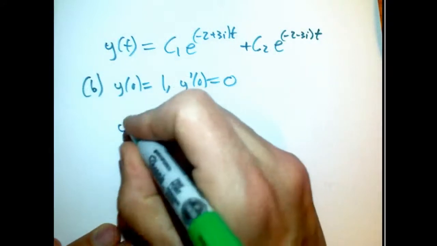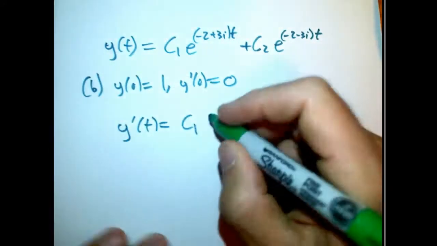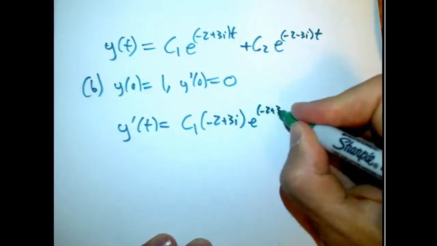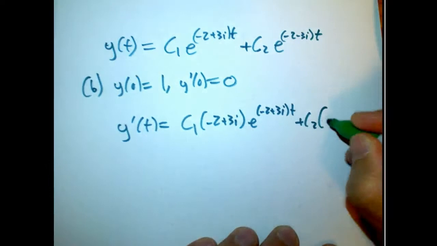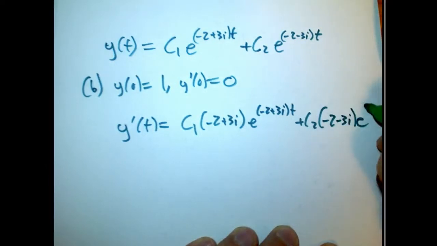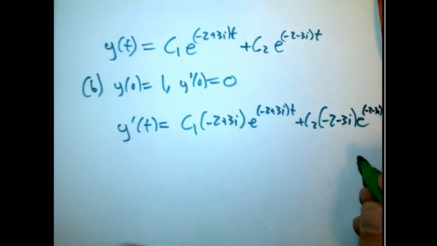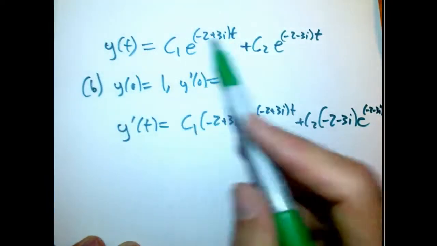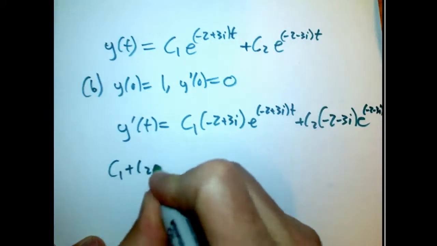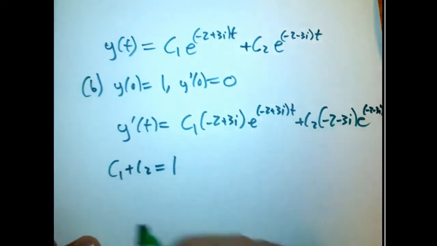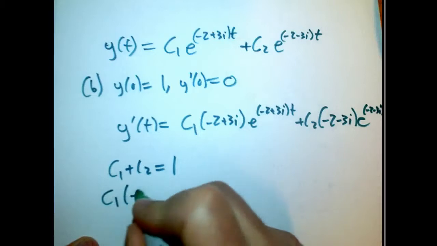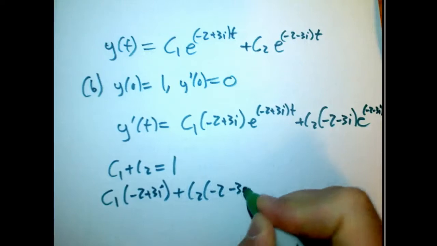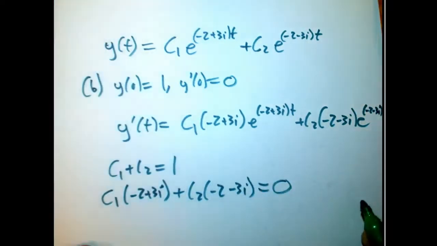The first thing we need to write down is what's y prime of t. But that's easy, as long as we're okay with a little bit of complex number arithmetic. And then the C2, and then that's minus 2 minus 3i. Okay, and now we can plug in the zeros. y of 0 equals 1. When you plug in y of 0, boom, that's 1, that's 1. And so we get a pretty simple equation: C1 plus C2 equals 1. This one's going to be a little more complicated. This says C1 times minus 2 plus 3i plus C2 times minus 2 minus 3i equals 0.